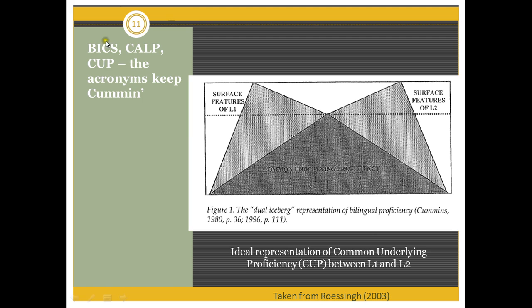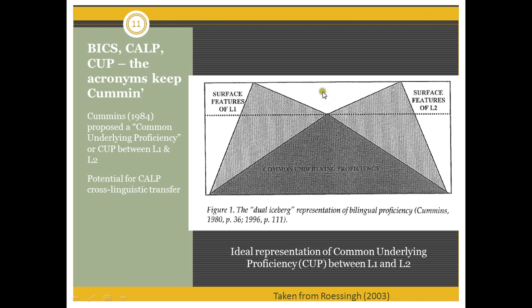So as we move on, we're going to look at another acronym, CUP. A couple years after Cummins proposed BICS and CALP as a language distinction, he also introduced the idea of CUP. CUP is a common underlying proficiency between L1 and L2. If you look at this diagram, on the surface here it would be the BICS language. This is the BICS or the social language of L1, and here is the BICS or the social language of L2. And Cummins' theory of common underlying proficiency, or CUP, theorized that underneath the social language there was an academic language proficiency that also included abstract thought.